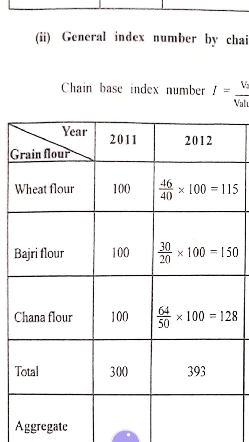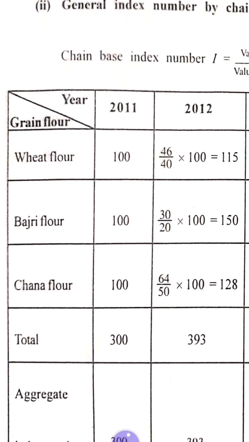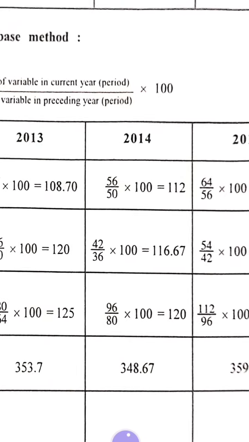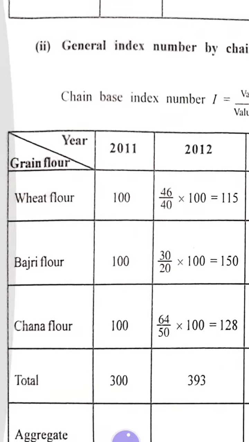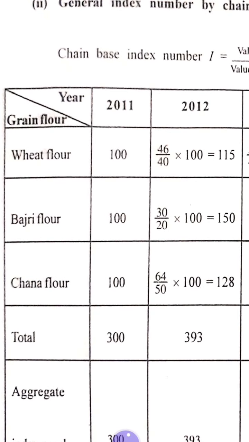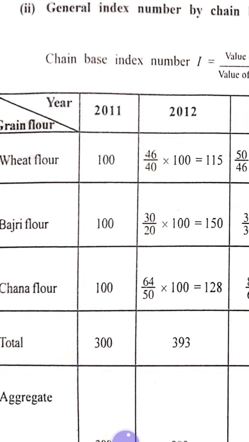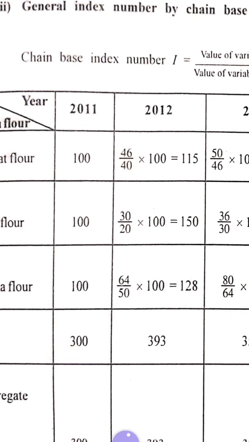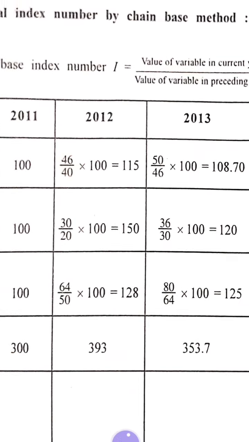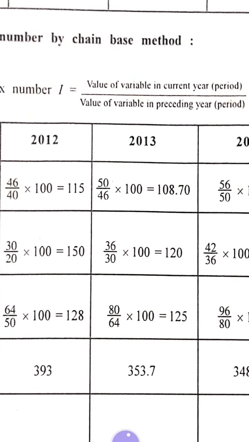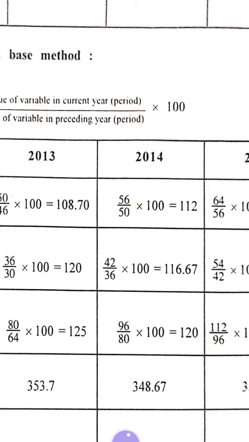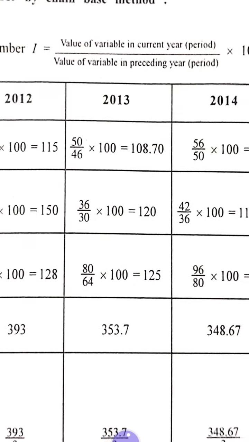Similarly you are going to do it for bajri flour also, chana flour also, and after finding all the index numbers, again you are going to do the total. So that is the row of total. You will just add all the values, 100 plus 100 plus 100, 300, 115 plus 150 plus 128, again 393. Over here 108.70, 120 plus 125, you are getting 353.7. Similarly you are getting 348.67 and 359.53.